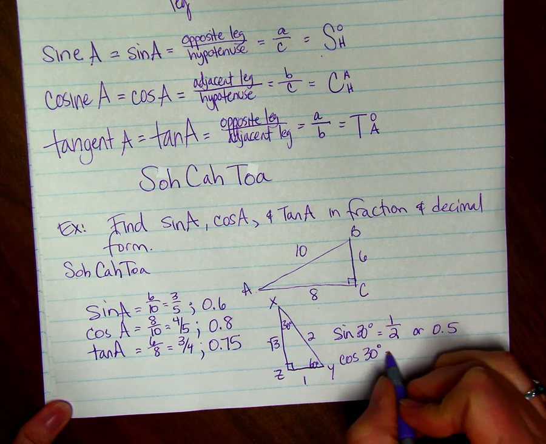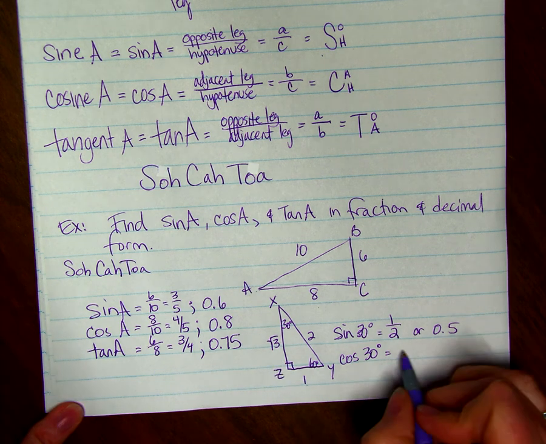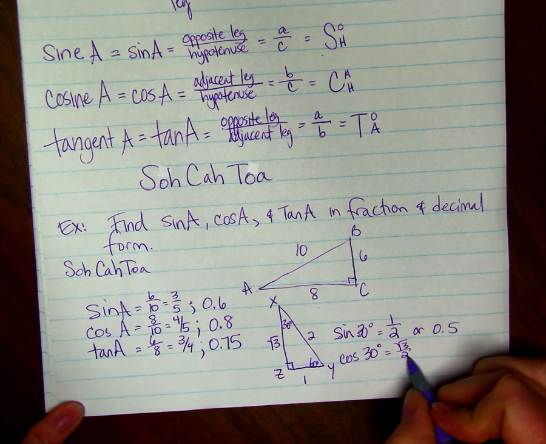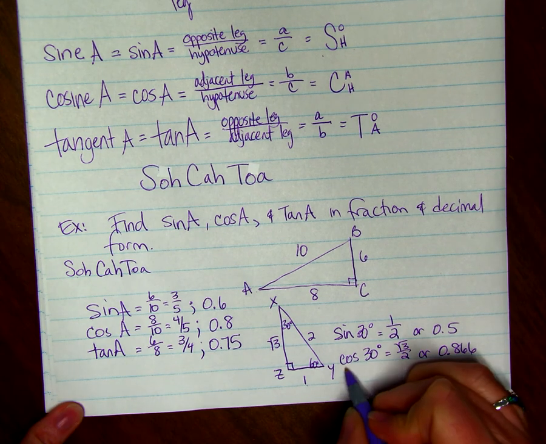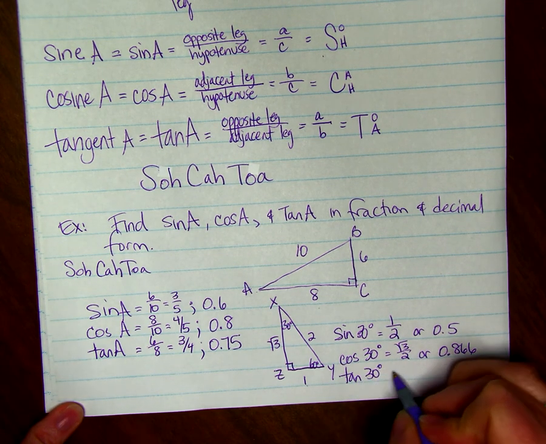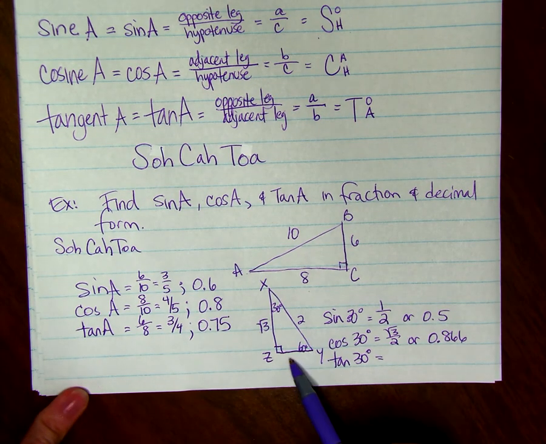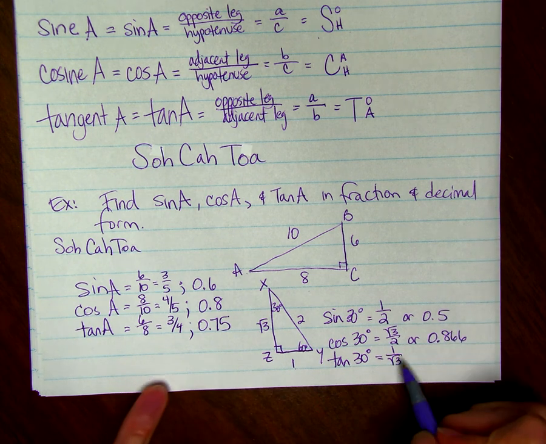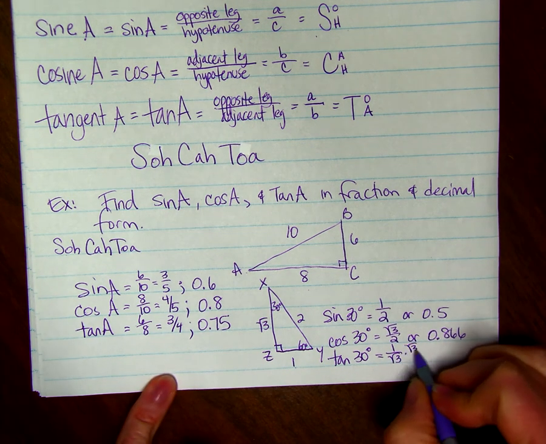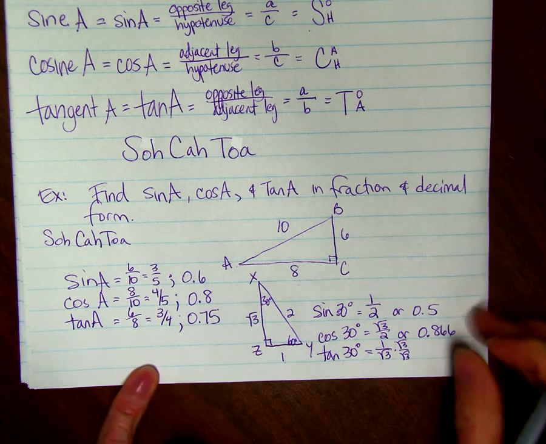The cosine of 30 degrees is adjacent leg, so root 3 over 2, or 0.866. The tangent of 30 degrees is opposite over adjacent, so it's 1 over square root of 3, but we can't have a square root in the denominator. We need to rationalize it by multiplying by 1 in the form of root 3 over root 3.